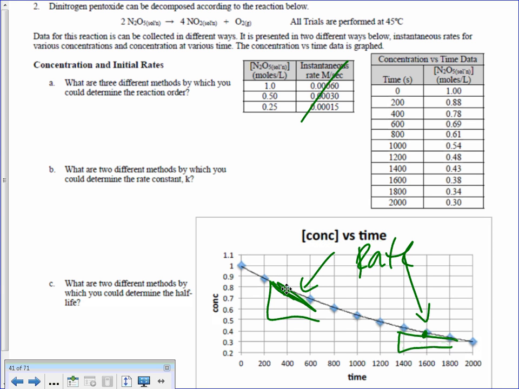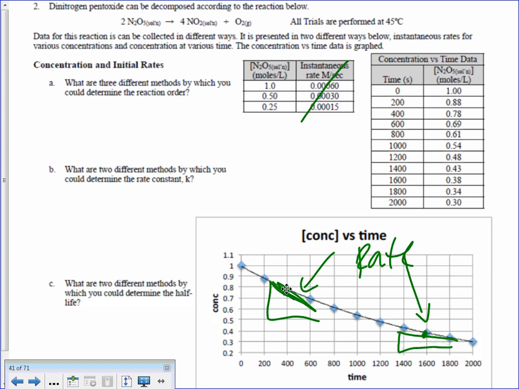The slope. Okay, the slope of what? The slope of the most linear. Which was the most linear for y'all? Concentration versus time. So what order is this? First order, and you found the slope. So what is the K value?